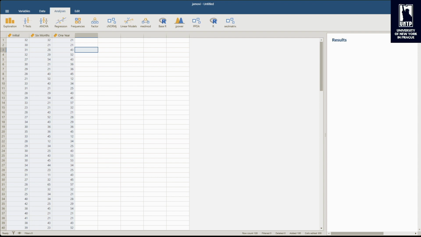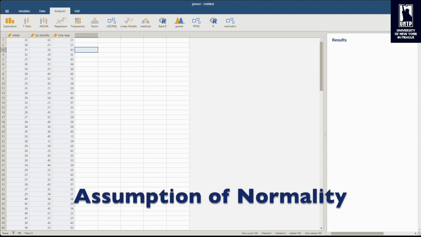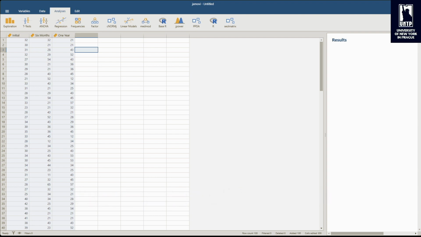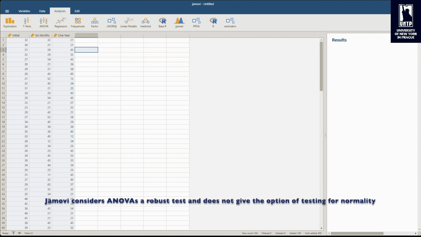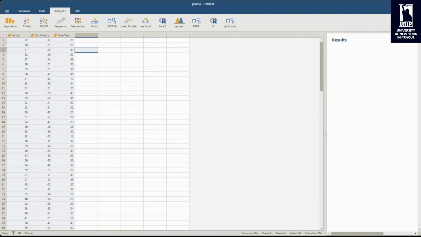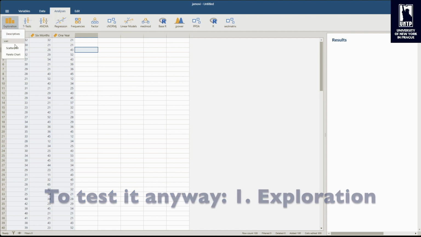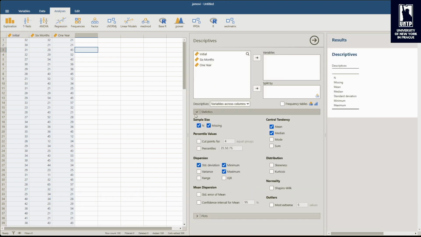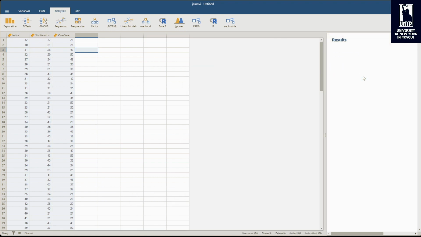If you remember, in all of our previous videos, we've discussed the assumption of normality at length. Here is another assumption as well. However, our software Jamovi considers ANOVA a very robust test, and this is why it does not even give us the option to have normality tested here. If you really want to do it, you can go in exploration, descriptives, and you will find here your Shapiro-Wilk normality. However, for the purpose of these videos, we will not do it, and I'm pretty sure you know enough about how to conduct normality tests.